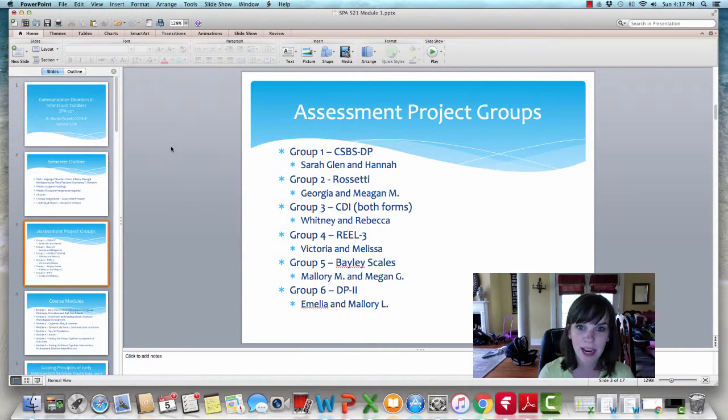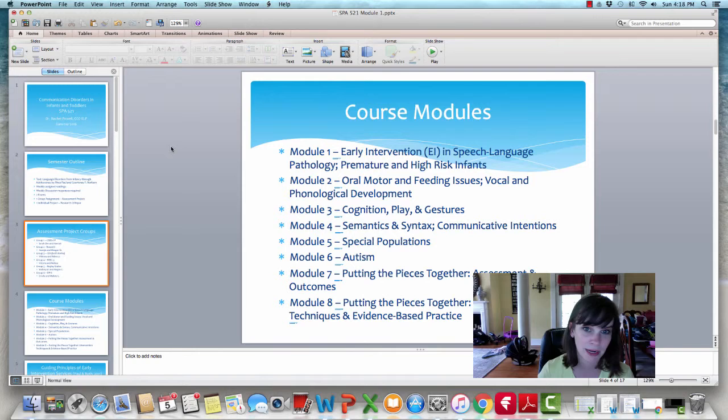So here are your group assignments for the assessment projects. We have Sarah, Glenn, and Hannah for the CSB-SDP, Georgia and Megan for the Rossetti. Group 3, CDI, both forms for Whitney and Rebecca. Group 4 is the Real 3, Victoria and Melissa. Bailey scales for Mallory and Megan. And Group 5 and Group 6 is the DP2 with Amelia and Mallory.